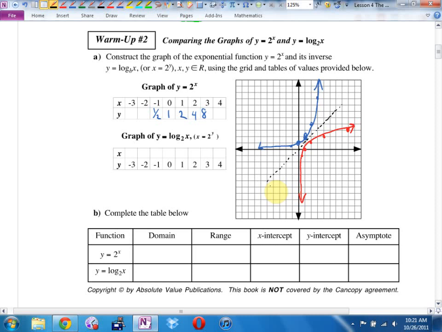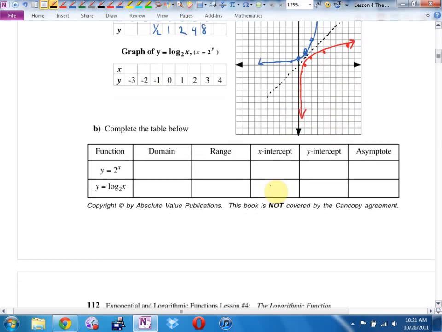But I generally tell kids, don't freak. I'll show you what I mean. It says, complete the table below. I have yelled at you and said, you need to know the domain of an exponential graph. Is this an exponential graph? Where is the x sitting? In an exponent. So it is an exponential graph. What's the domain of every exponential? What was the domain? All reals.